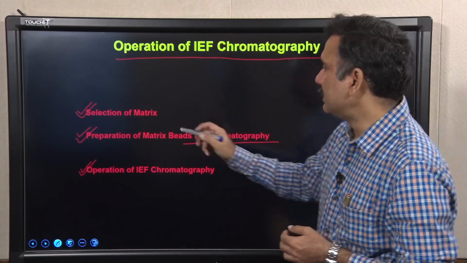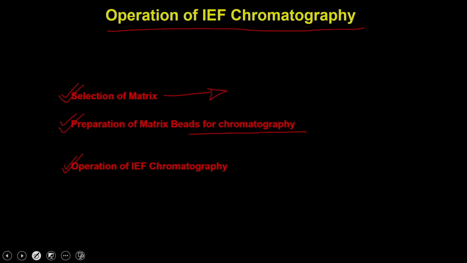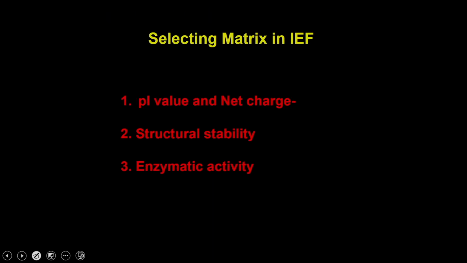So, let us discuss first how you are going to select the matrix. Now, selection of the matrix is a very crucial process if you would like to perform the ion exchange chromatography, and the matrix is going to be selected based on whether the analyte is going to have the negative charge or whether it is going to have the positive charge.